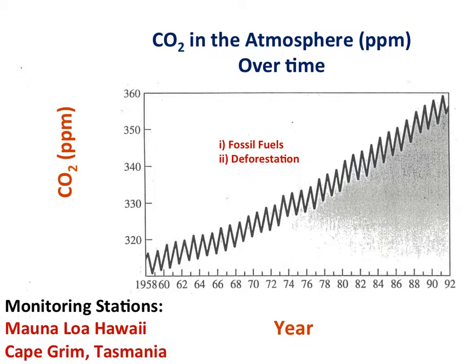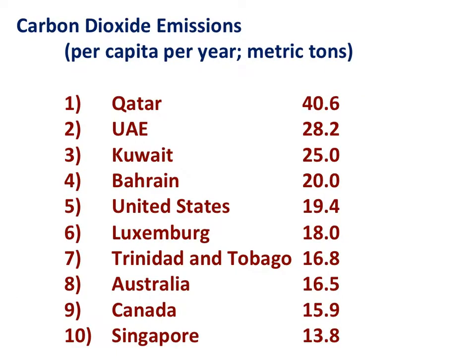I've mentioned this in part 5 of this series, and I'll mention it again at the end of this movie. The increase in CO2, a greenhouse gas in the atmosphere, is the primary gas driving climate change. Here is a table showing the carbon dioxide emissions per capita, per person, per year in metric tons. And what we see is that wealthy societies are more responsible for emitting a large amount of carbon dioxide.